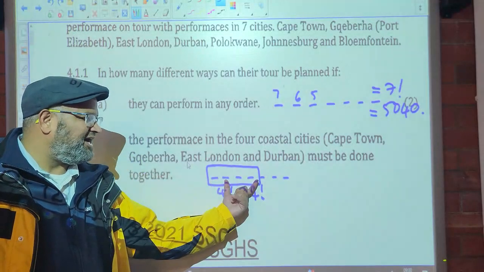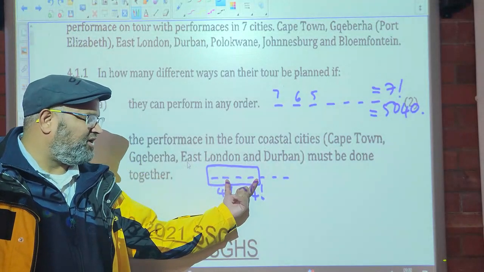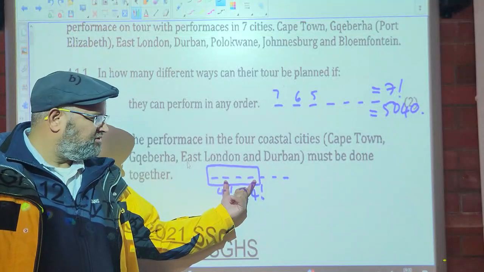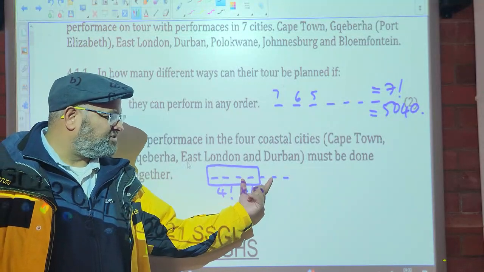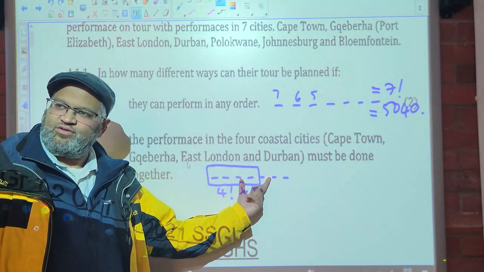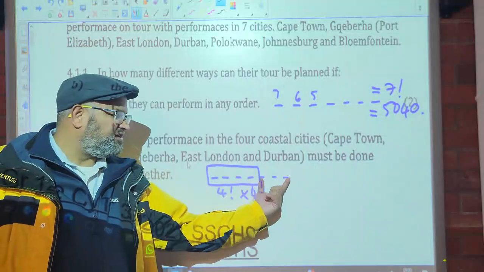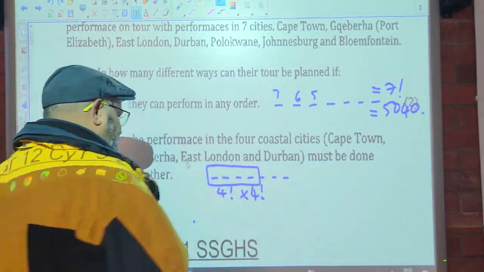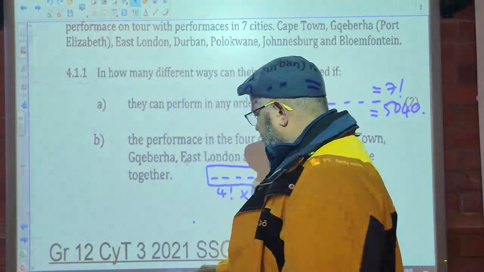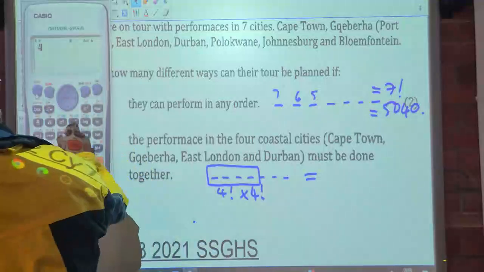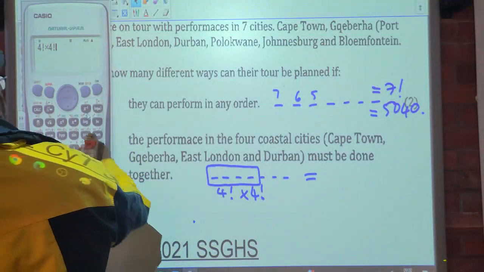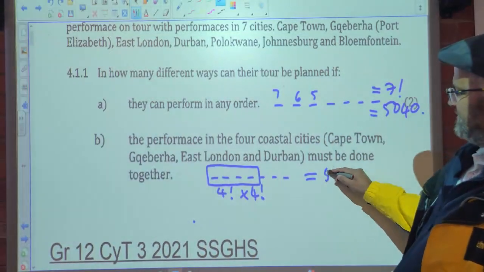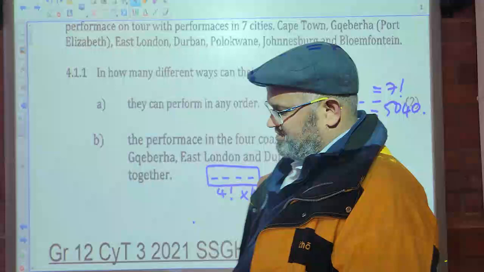You could have done one non-coastal city first, and then do the 4. Or you can do 2 non-coastal cities and then do the 4. Or you can do all the non-coastal cities and then do the 4 bound ones. You guys understand? That is why it's going to be 4 factorial times 4 factorial, which gives us 576. Is that correct?